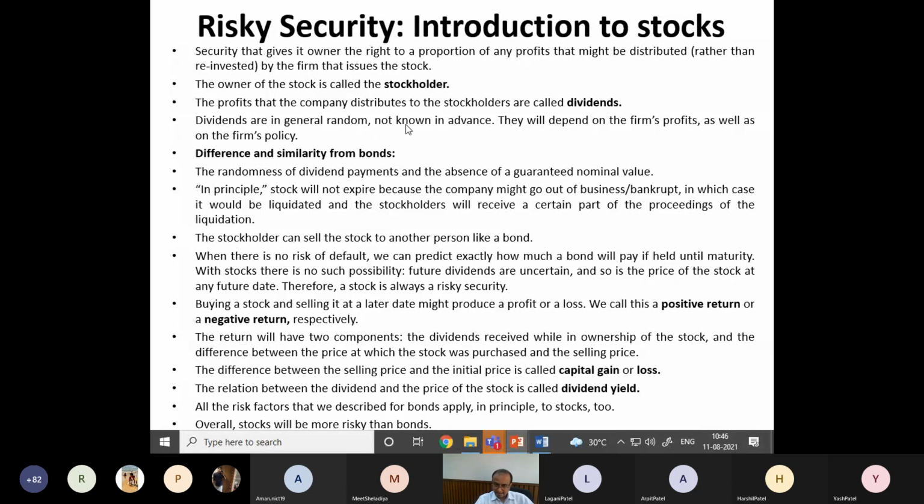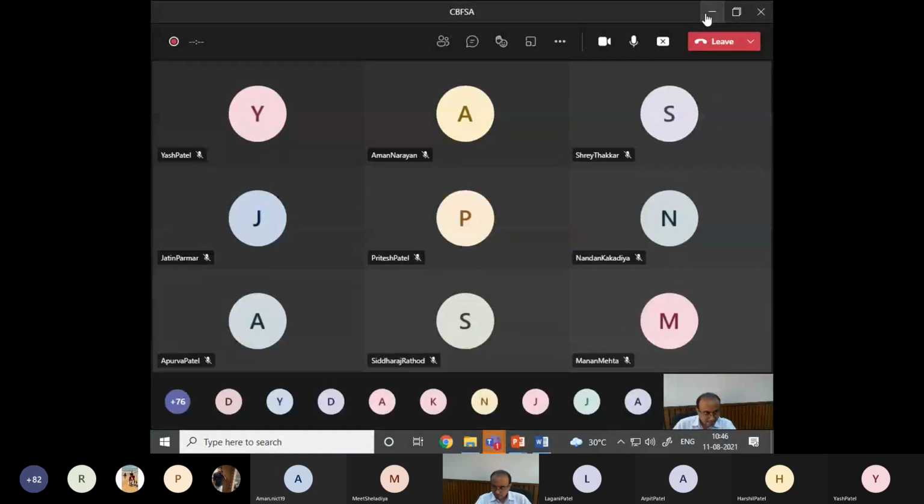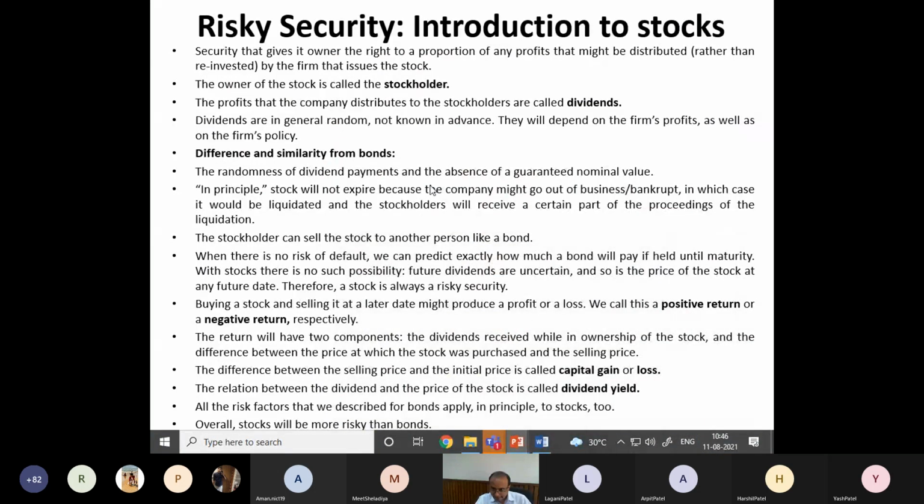A coupon has a fixed tenure, right? Its frequency is fixed, its value is fixed, its period is known in advance. Dividends, in general, are random and not known in advance. They will depend on the profit as well as the policy of the particular company, right? So a payment received from stock is different from a payment received from a bond. Also, there is no fixed maturity for a stock. So there are some differences and similarities with a bond.